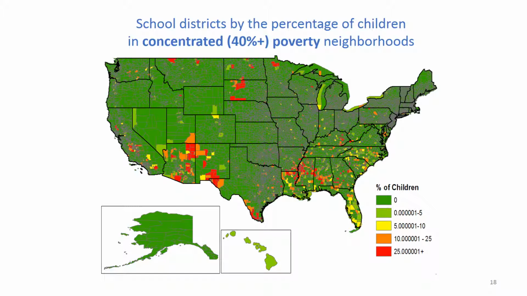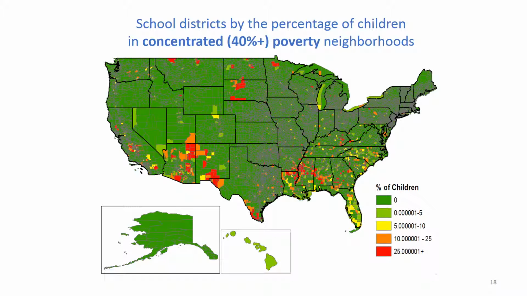So the legend here is similar as on the previous slide, but again, we're focusing on the percentage of children living within a district's boundaries that are living in 40% poverty neighborhoods. And what we can see is a vast majority of school districts have 0 children who are living in neighborhoods of concentrated poverty. And then across these other categories, the light green through the red, we see that districts are relatively evenly distributed. About 2 to 3% of districts fall in each of these categories.